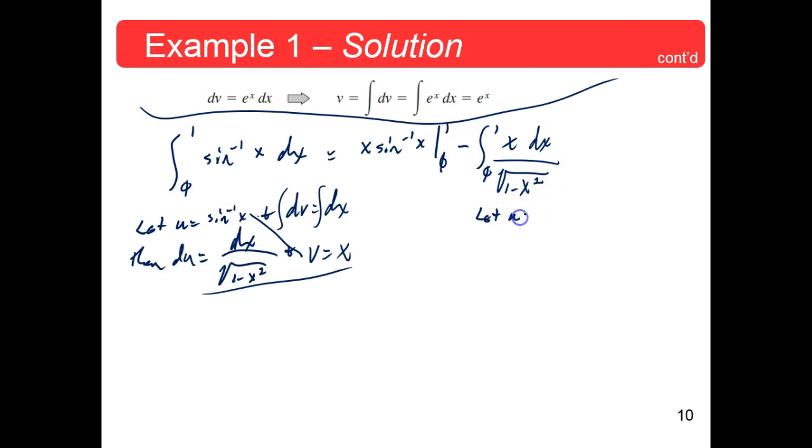Okay, so now in this one, let u be what? The square root of 1 minus x? I wouldn't even do the square root. I would do 1 minus x squared. The innermost part of the most complicated part of the problem. Right? That's it.